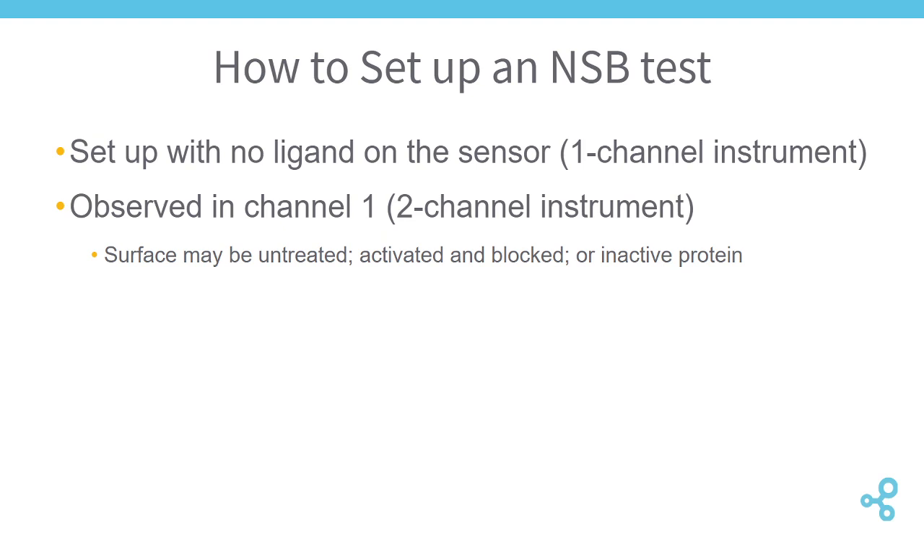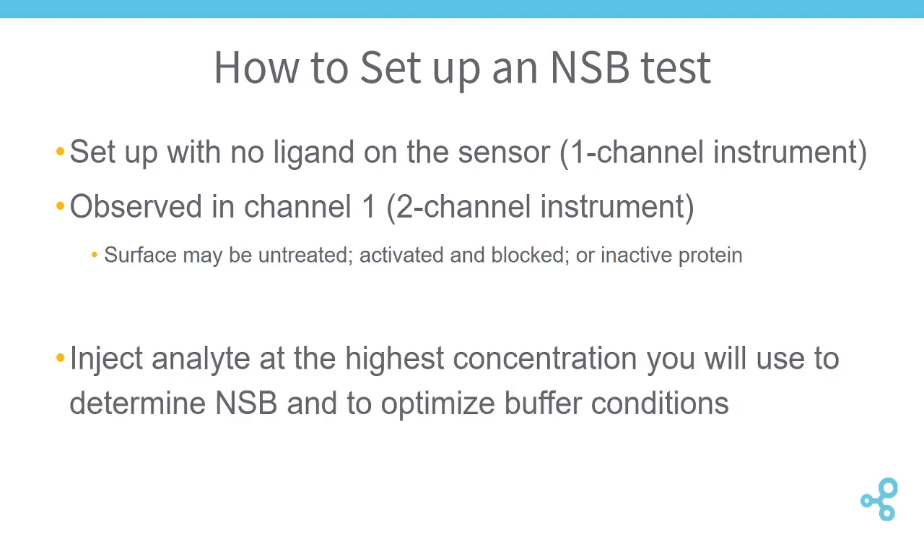If we do have a two-channel instrument, we can observe these changes in our channel 1 response. Channel 1 in our two-channel instrument is always referred to as our reference channel. So if we see a response change in that channel, then we'll know that we are exhibiting nonspecific binding. Now, how we run these tests is, once we have that reference channel or reference sensor set up, we will inject our analyte at the highest concentration that we're going to use in our experiment, and see if we have any response change.